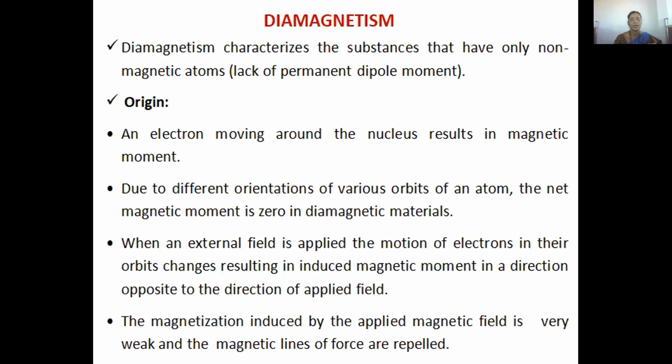First one, diamagnetism. Diamagnetism characterizes substances that have only non-magnetic atoms. Here, non-magnetic atoms means lack of permanent dipole moment. Origin for it is an electron moving around the nucleus resulting in magnetic moment. Due to different orientations of various orbits of an atom, the net magnetic moment is 0 in diamagnetic materials. When an external field is applied, the motion of electrons in their orbit changes, resulting in induced magnetic moment in a direction opposite to the direction of applied field. The magnetization induced by the applied magnetic field is very weak and the magnetic lines of force are repelled.